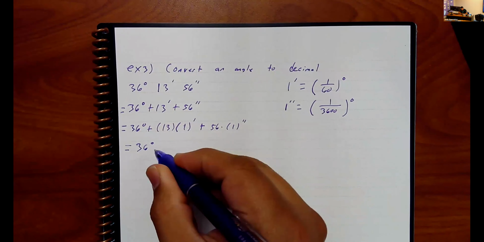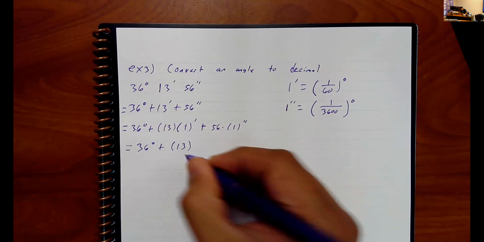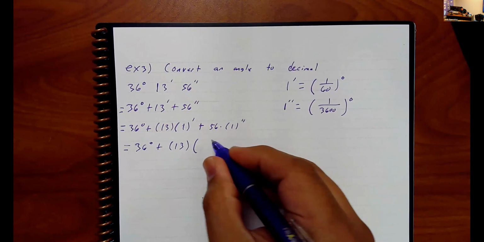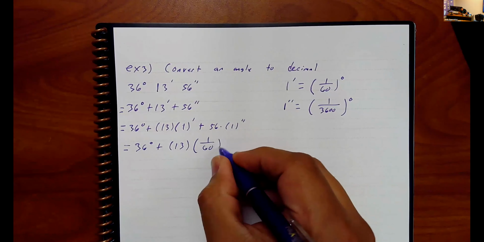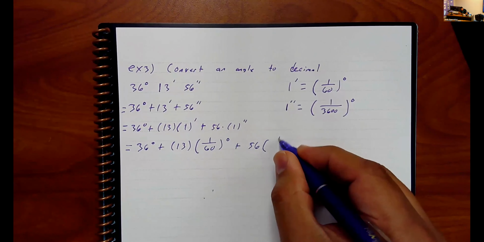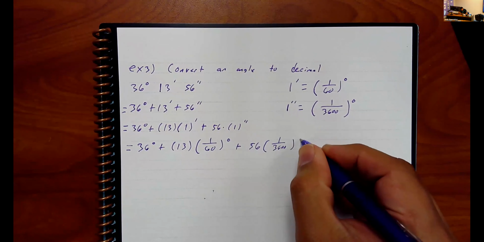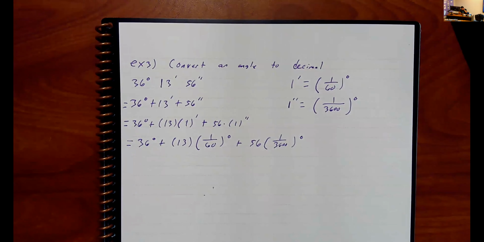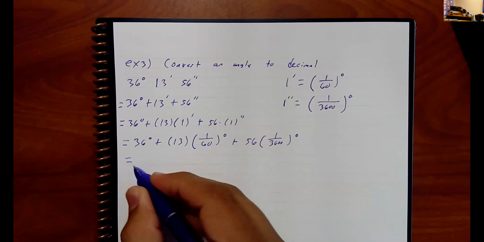So 1 minute would be 1 over 60 degrees plus 56 times 1 over 3600 degrees. That makes sense? We just substituted the formulas. Yes. All right. So now just change it to decimals and we're pretty much good.